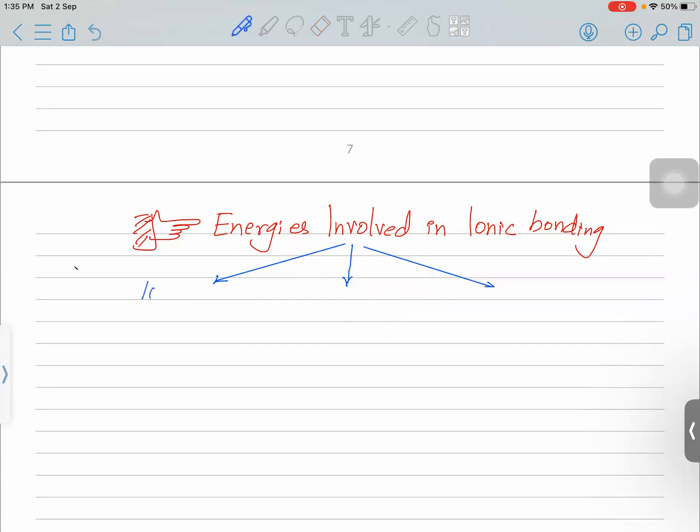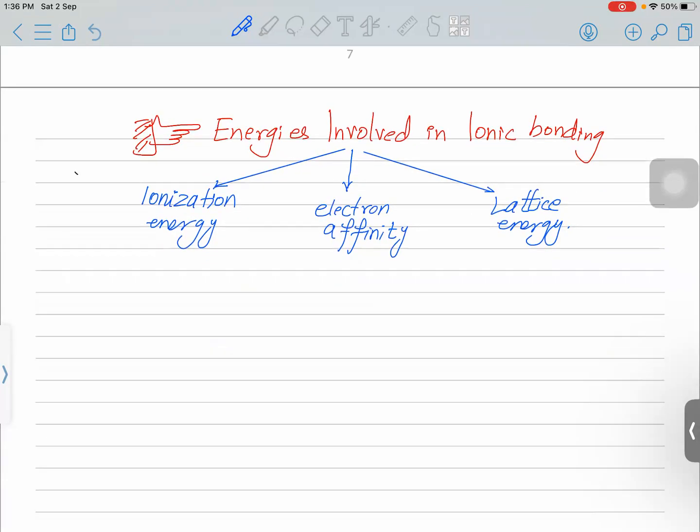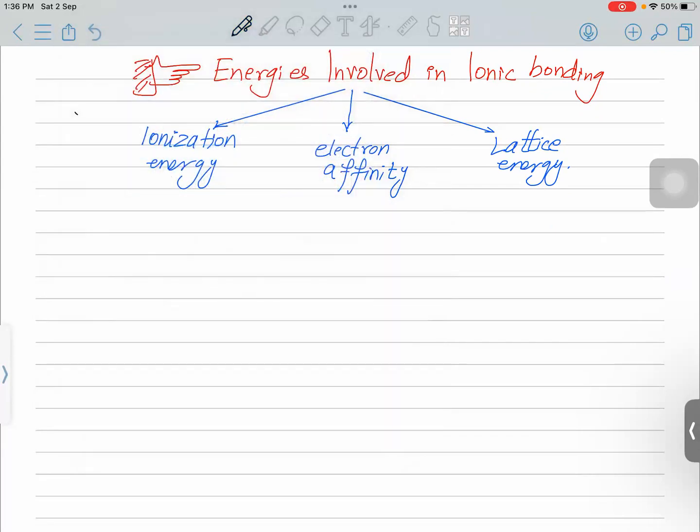So the first energy is ionization energy. Second is electron affinity. And the third one is lattice energy. So first is ionization energy. We have learned all about ionization energy in the previous classes, right?